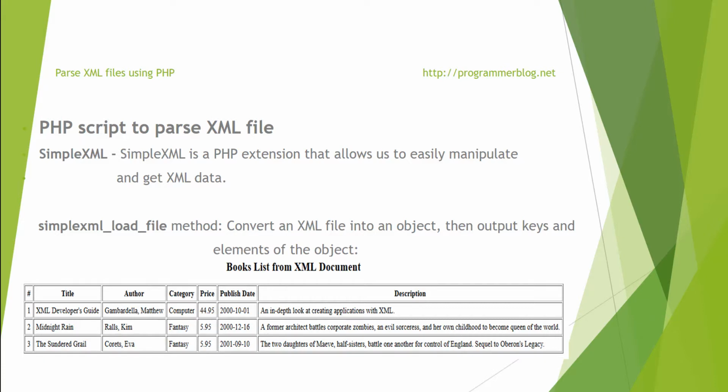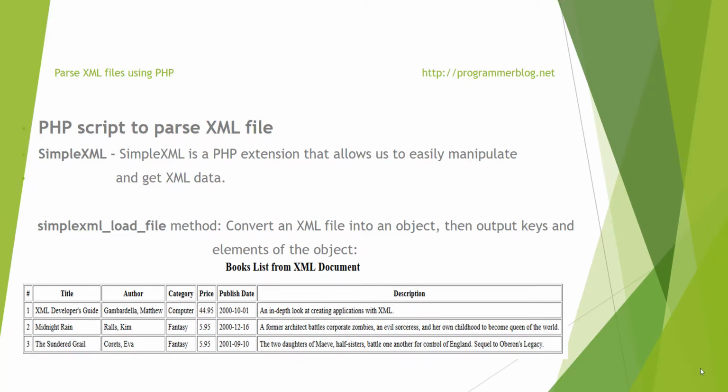The SimpleXML library provides us with a method called simplexml_load_file. This method turns an XML file into a data structure, and we can iterate through that data structure like arrays or objects. Over here you can see a table that displays the contents of the XML file that we saw in the last slide. So let's start work on the script.